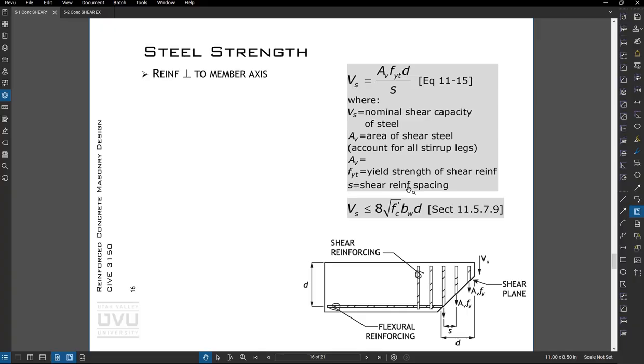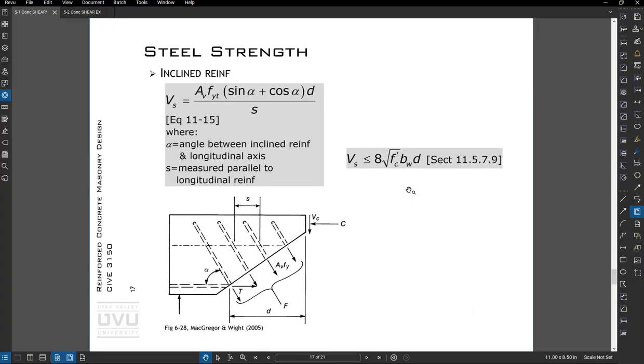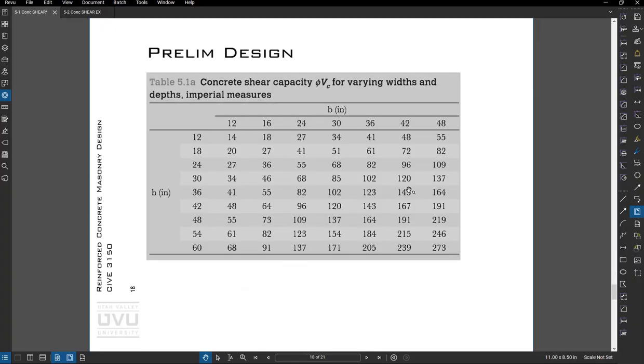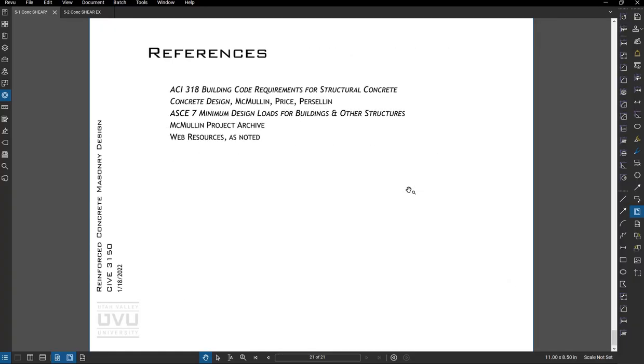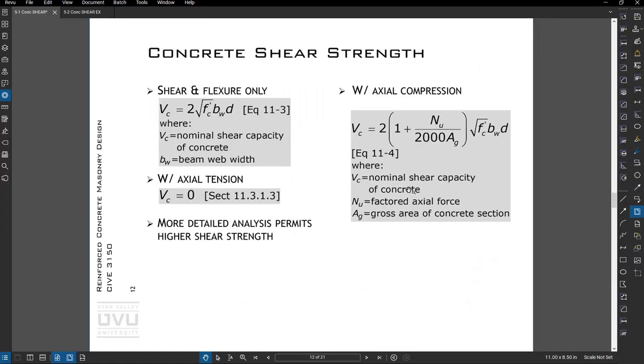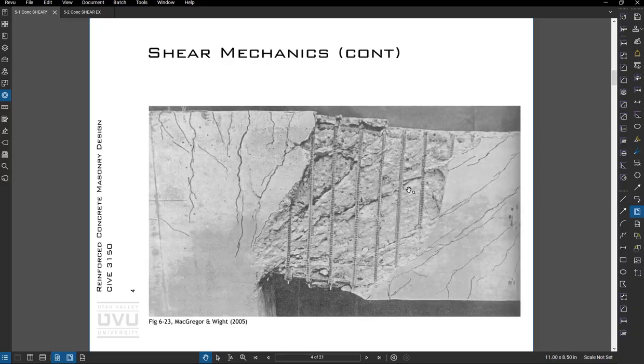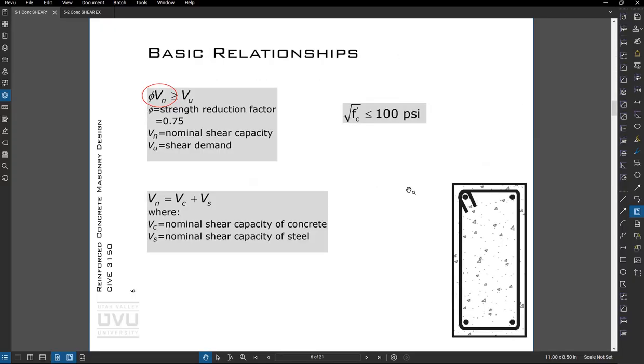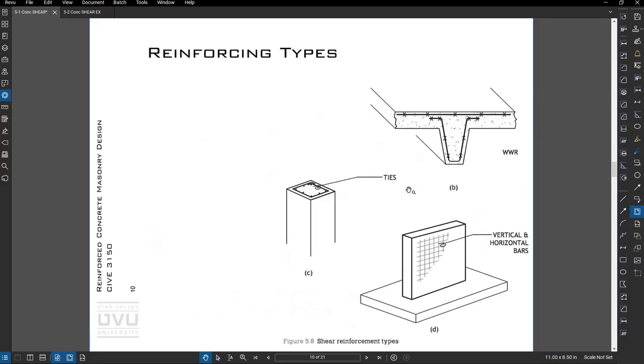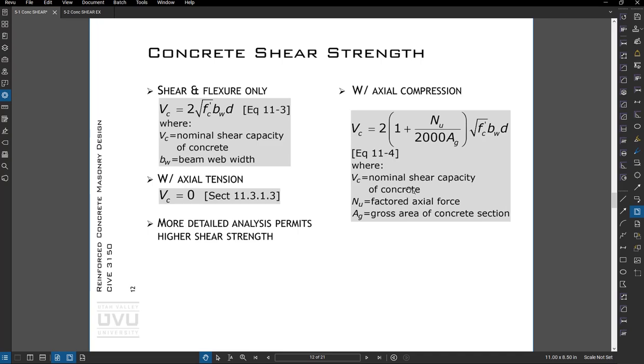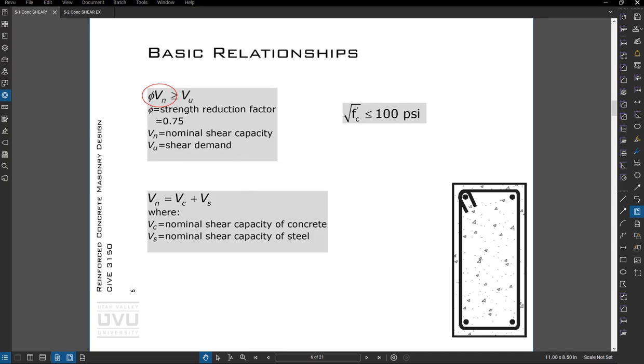Okay, once we have that, we can add the two together. That gives it for an inclined situation. Where is that? I guess I'd have to go back here. Hang on a sec, let me go find that. Okay, so once we have the steel strength and the concrete strength, we can add them together, multiply by 0.75, compare that to our demand, and then we're good from there.